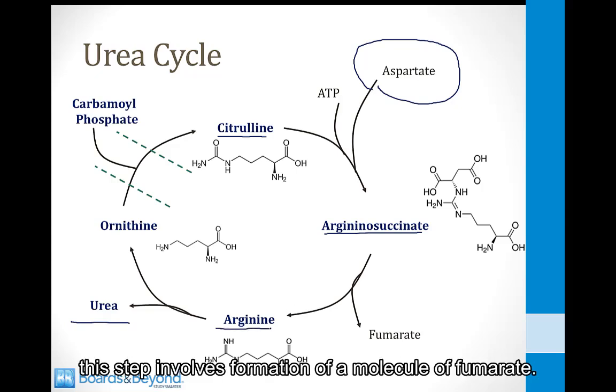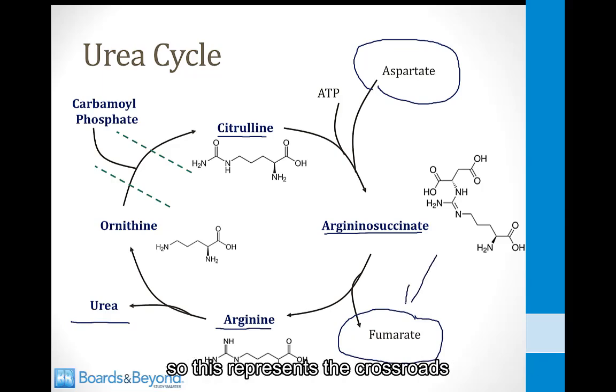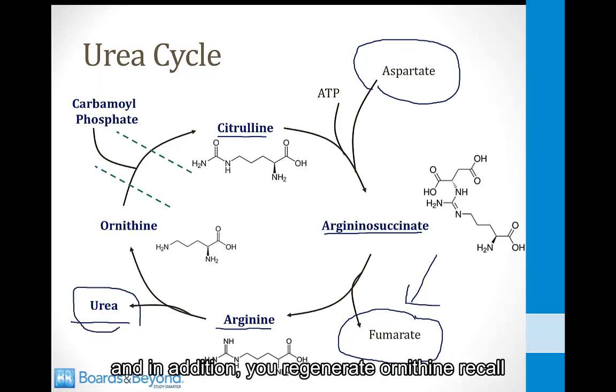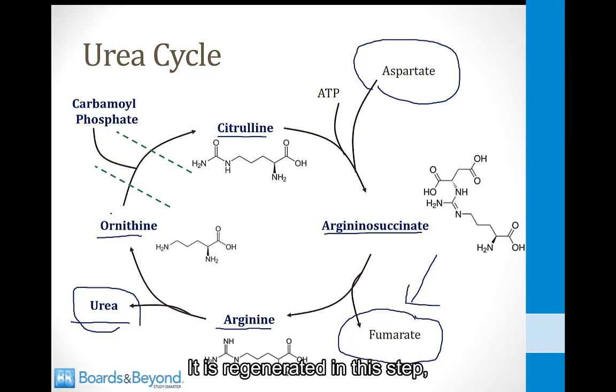Argininosuccinate can be converted into arginine. This step involves formation of a molecule of fumarate, and you may recall that fumarate is part of the TCA cycle, so this represents a crossroads between the urea cycle and the TCA cycle. From arginine, you can synthesize urea, and in addition, you regenerate ornithine. Recall that ornithine was consumed in the mitochondria. It is regenerated in this step, and it can cross back into the mitochondria to participate in the urea cycle again.